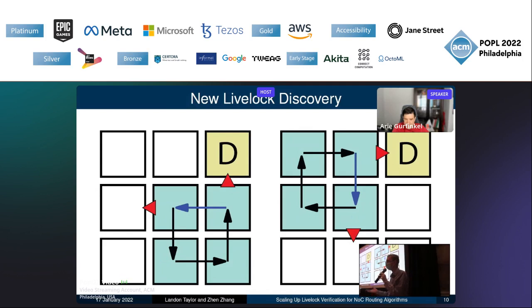So when we ran the simulation on a 3x3 network, we got 2 novel livelock scenarios, or scenarios that we had missed in our previous work. And that's this counterclockwise pattern directly below a destination and this clockwise pattern directly to the west of the destination.